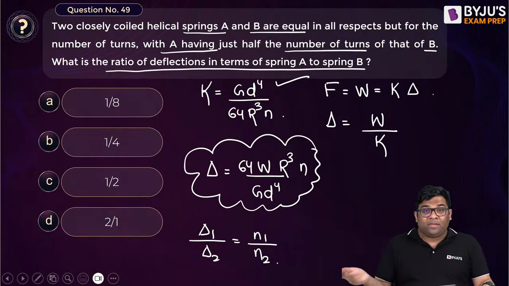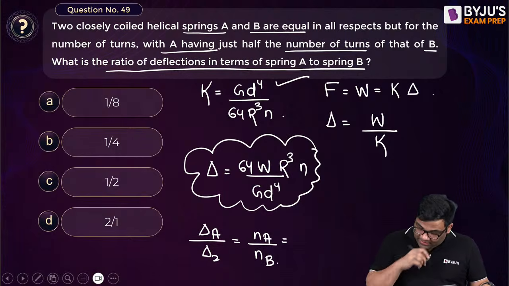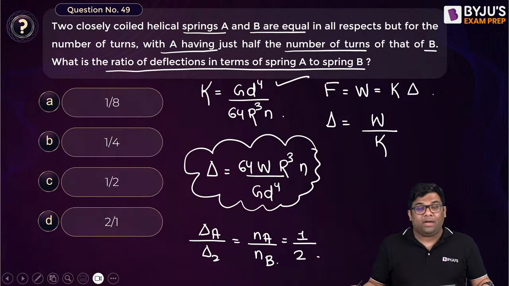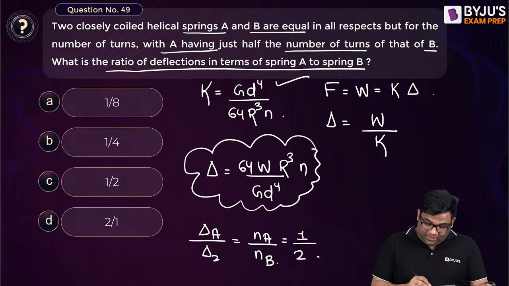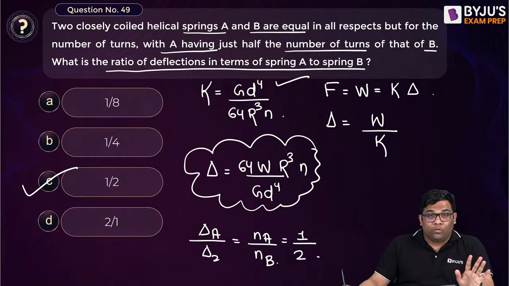So if the number of turns is half, that is Na by Nb is half, the deformation ratio will also be half. So the answer is half. Understood this question? Very easy question, but you should know.